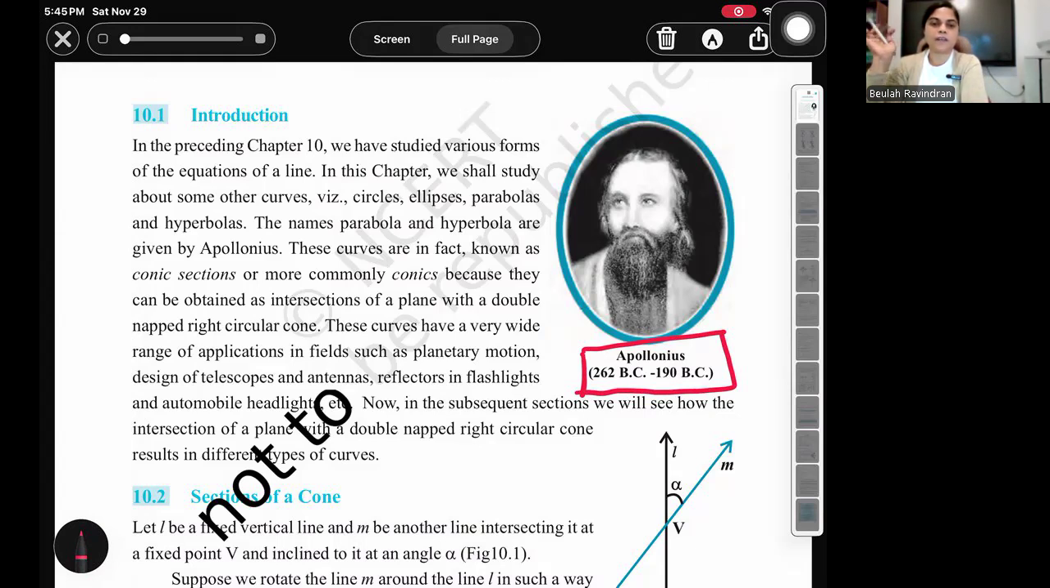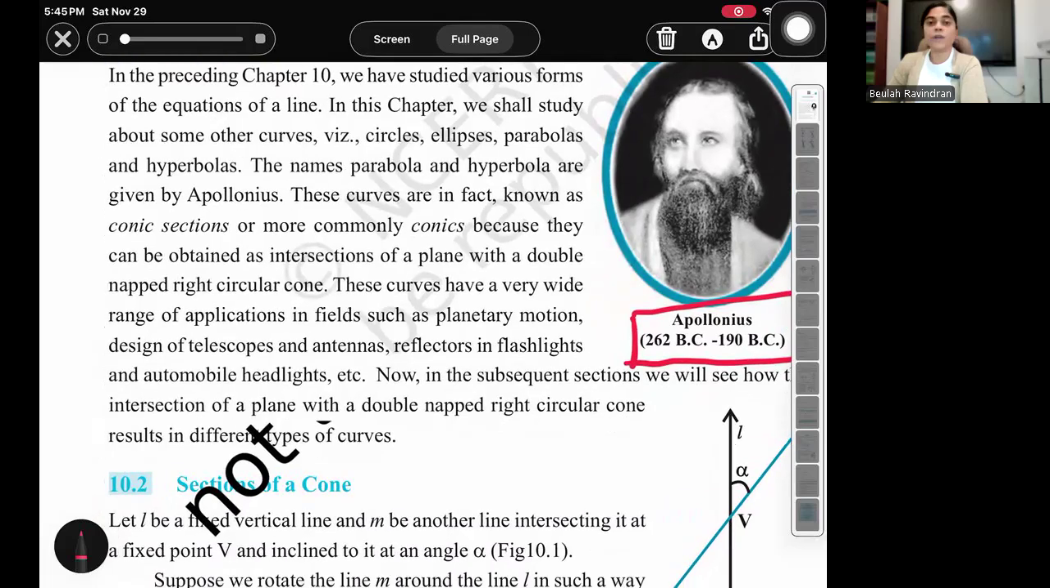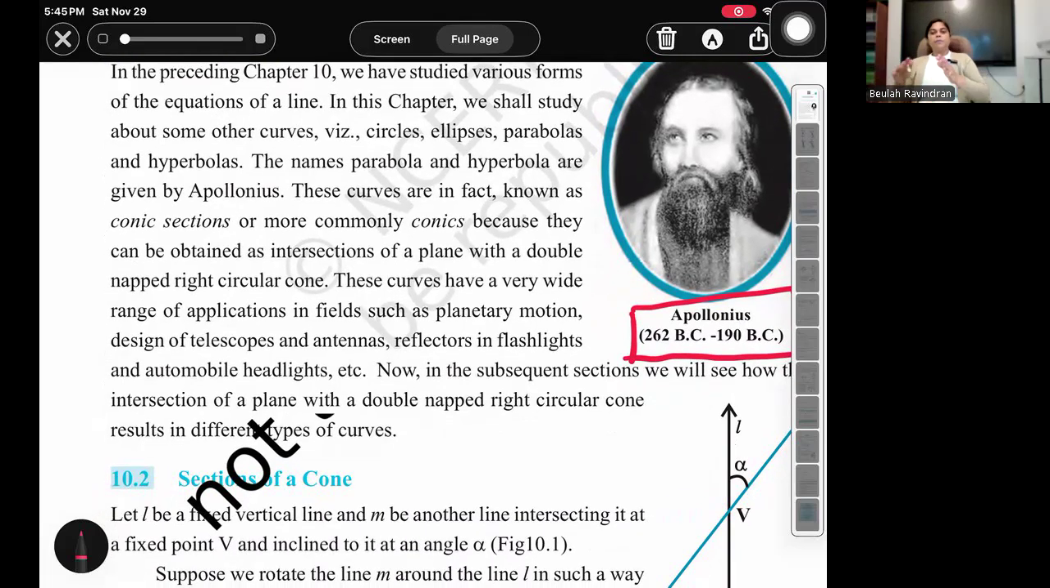Then these curves are in fact known as conic sections, or more commonly conics, because they can be obtained as intersections of a plane. We are going to see how the plane is intersecting, the curves where the planes are intersecting. They have a wide range of applications in planetary motions, and in designs of telescopes, antennas, reflectors, flashlights, automobile headlights, etc.